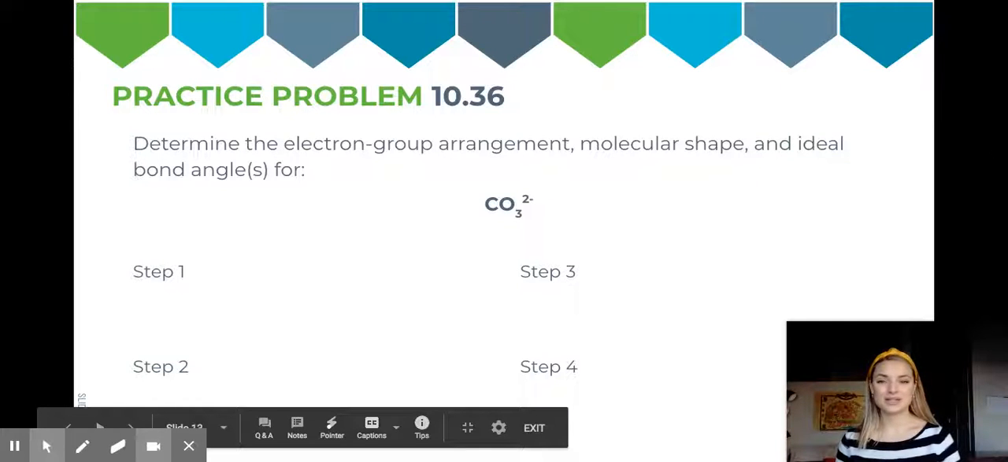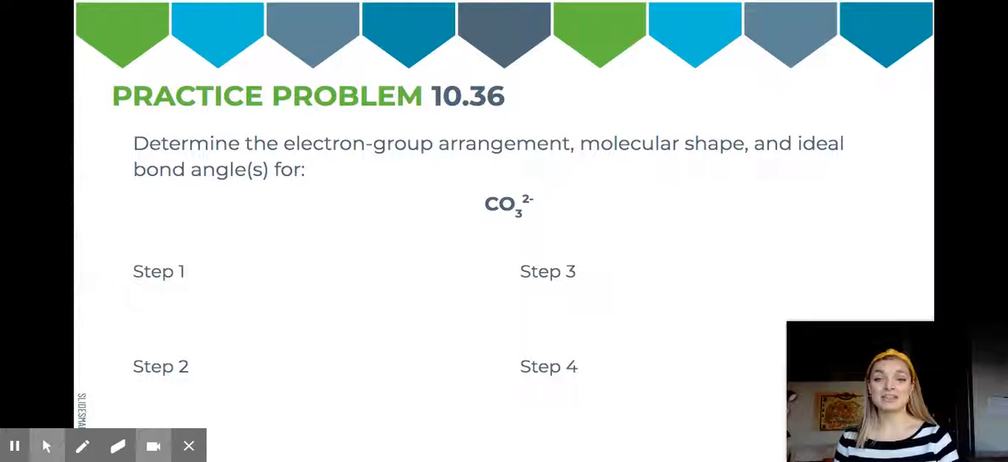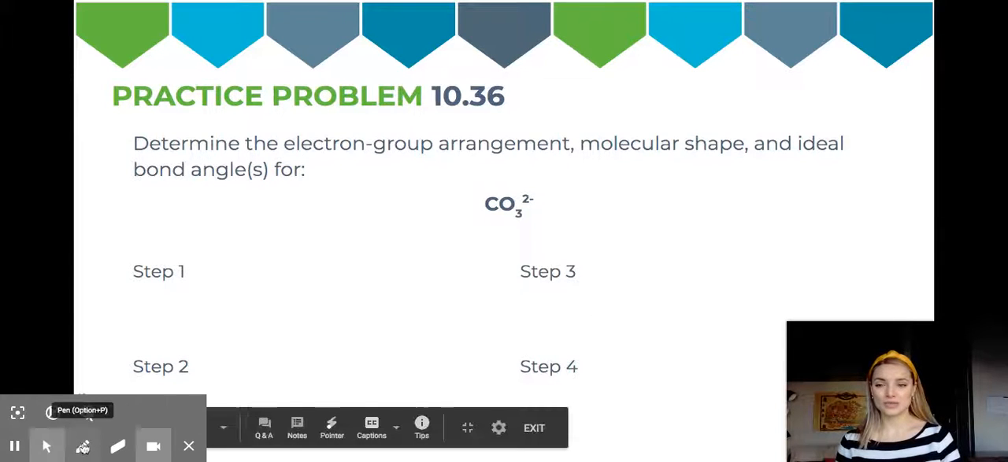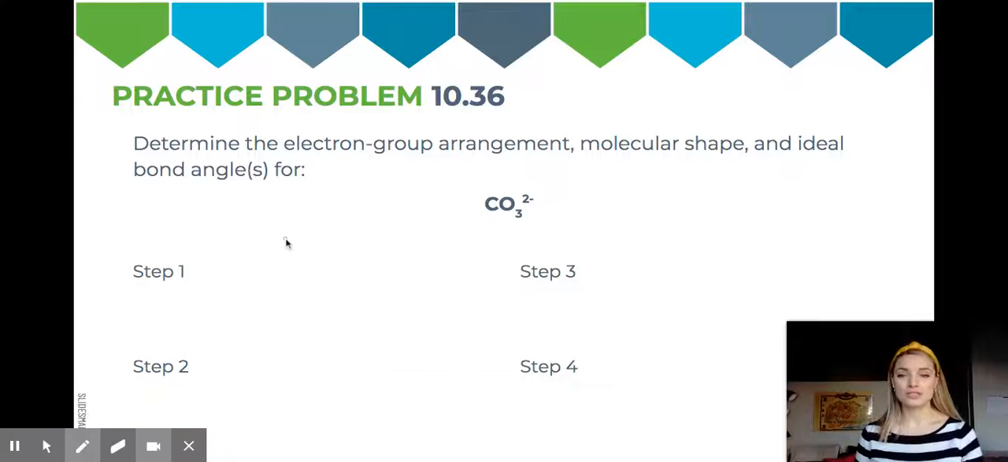Right, this is from the textbook's 10.36. Determine the electron group arrangement, molecular shape, and ideal bond angle for CO3 2-. So of course, the first step is going to be for us to draw the Lewis structure.